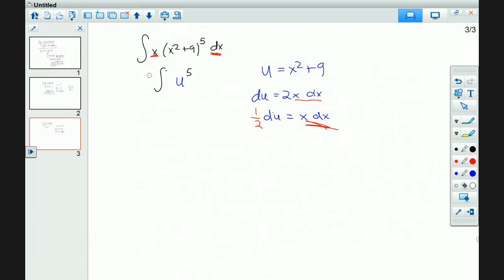So now we have 1/2. You can put it in here or out here. It doesn't matter. It's a constant, you can move it outside. So x and dx are gone, right? 1/2 and du are now in there. You're substituting. Now you can calculate that integral, right? So now you do the math. Everything has to be in terms of u. What's u to the 5th?